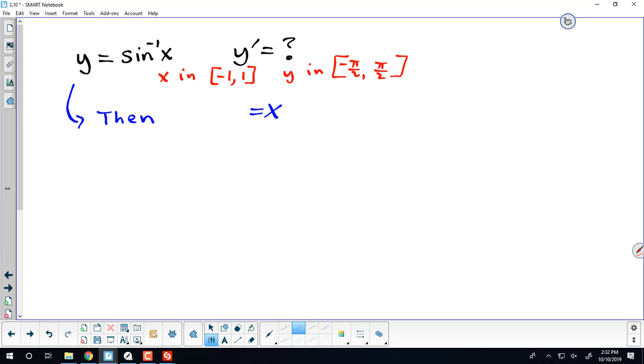So anything we do from this point, we have to remember that our x's and y's are in those specific intervals, because we are dealing with the inverse sine. But if y is the inverse sine of x, solving for x would entail us doing what?